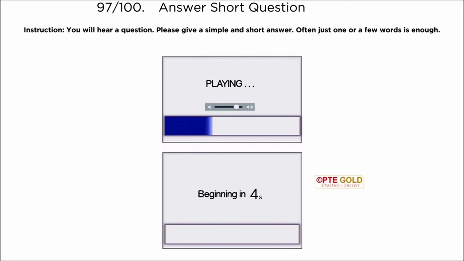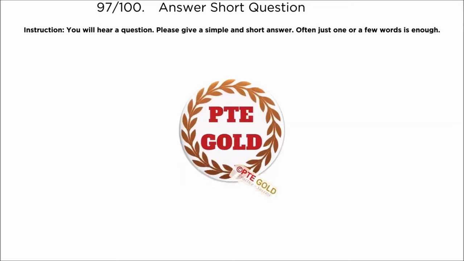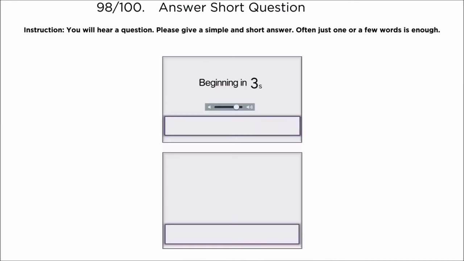What is the term for a group of words that expresses a complete thought and includes a subject and a verb? Sentence.